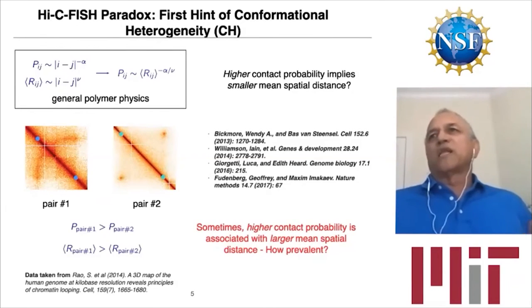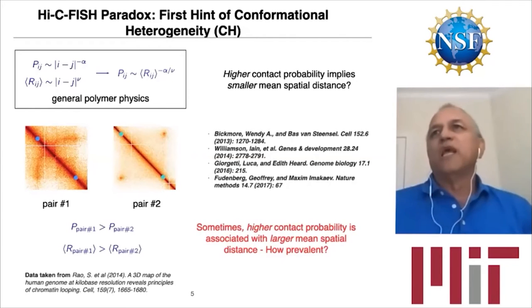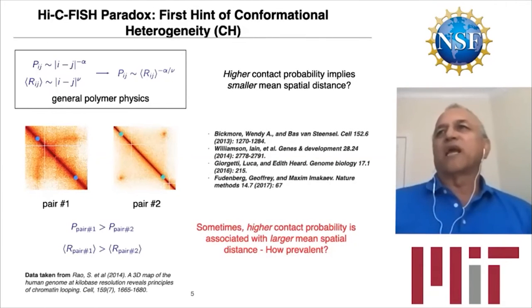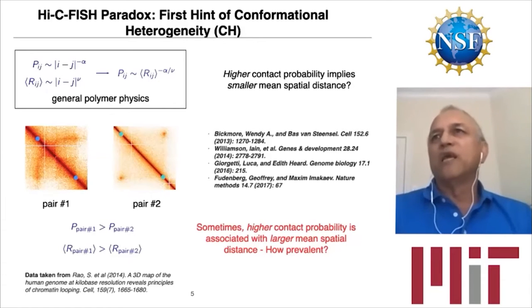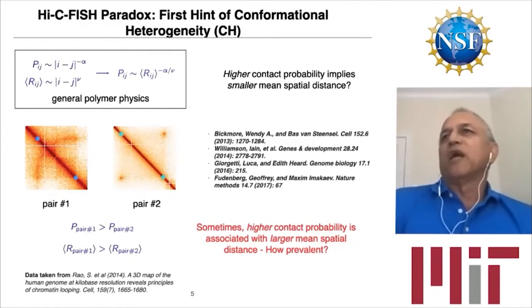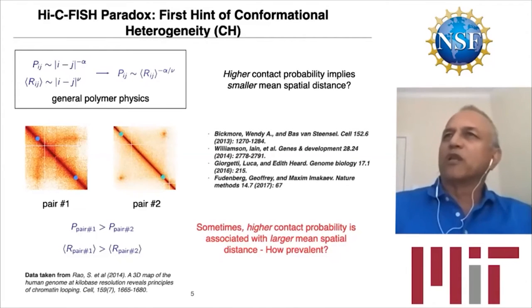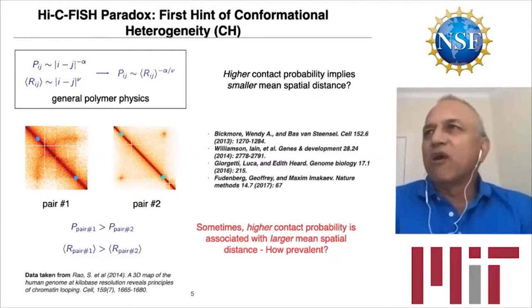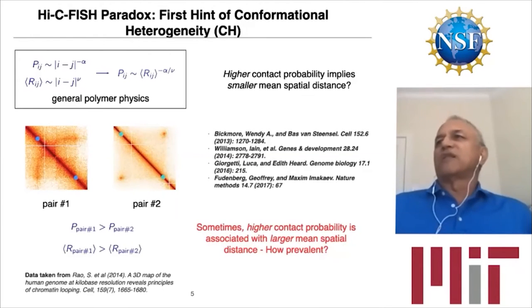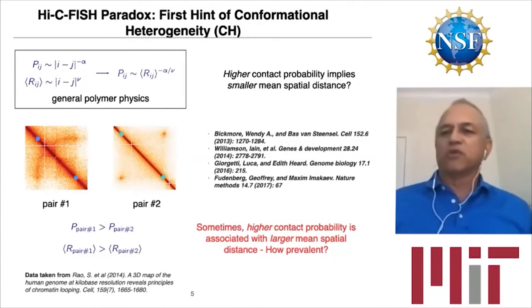But what is shown, and that's recapitulated at the bottom, is where the probability of pair one is greater than the probability of pair two, and the distance between them, however, is less. So I misspoke a little bit. The bottom shows from experiment that there are instances in which higher contact probability does not always translate into a smaller spatial distance, and this has been observed in a number of experiments and also in computer simulations.